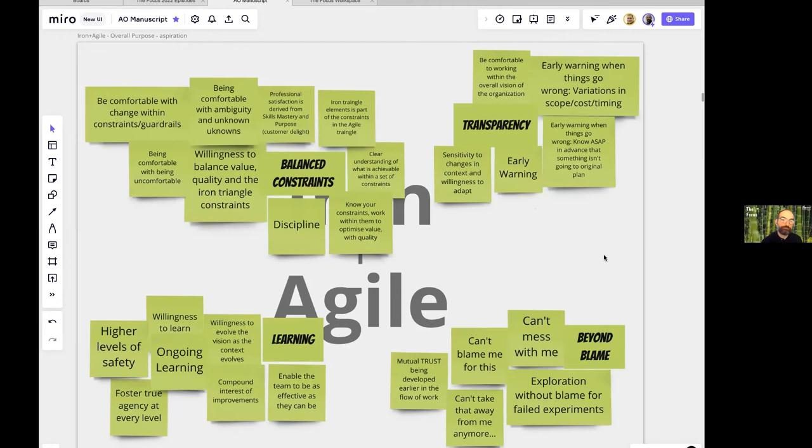And then lastly, this is where some of the softer things come into play. When you've got these two in balance, you move beyond blame. You don't have those traditional situations where the project manager blames the supplier and the supplier blames the customers and so on. It is factual, it is very clear, and you can move beyond blaming and actually deal with the issues as they arise.